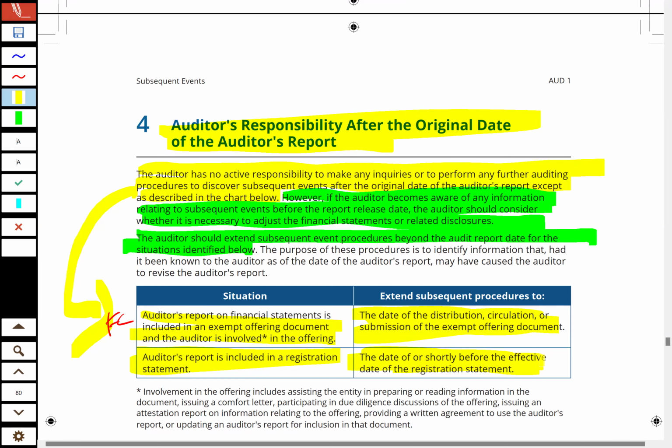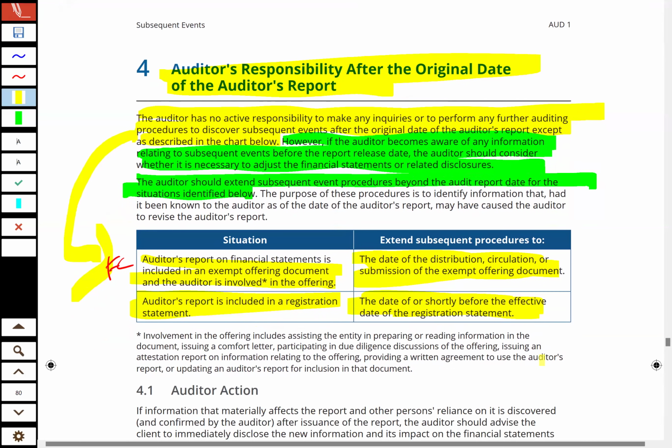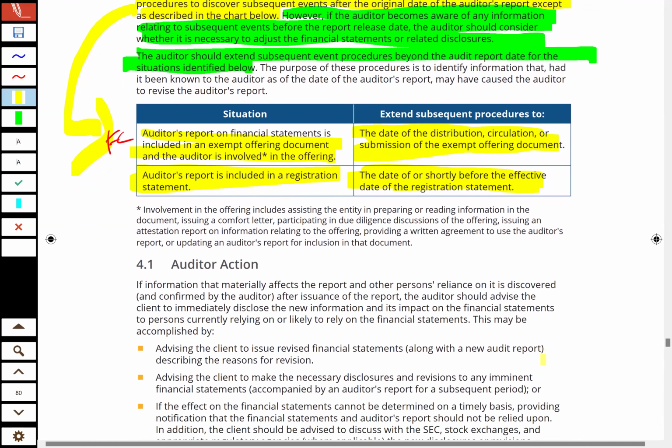However, if you become aware of something and you realize that that should have been disclosed in the financial statements, then the auditor will want to make sure that those things are properly either adjusted in the financial statements or disclosed. Okay, so what does the auditor do?